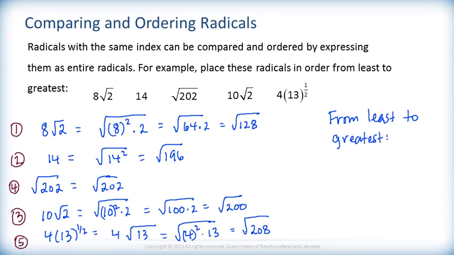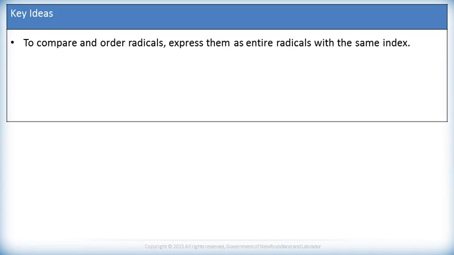Therefore, writing them in their original form from least to greatest, 8 root 2 would be the smallest, the least. Then we have 14. Then we have 10 root 2. Then we have square root of 202. And finally, 4 times 13 exponent 1/2. In conclusion, to compare and order radicals, express them as entire radicals with the same index.